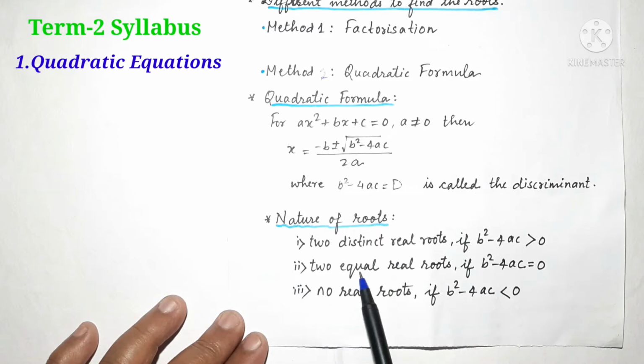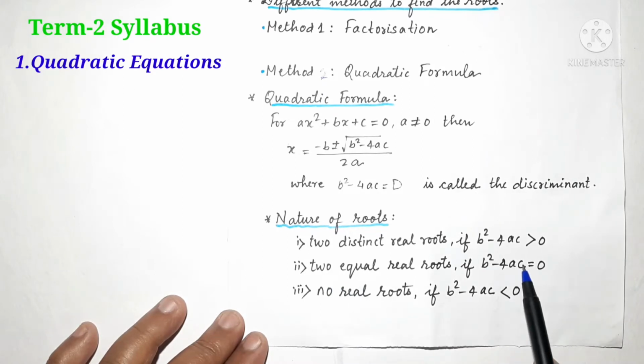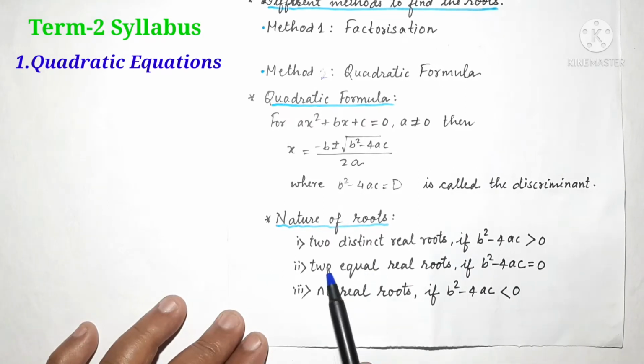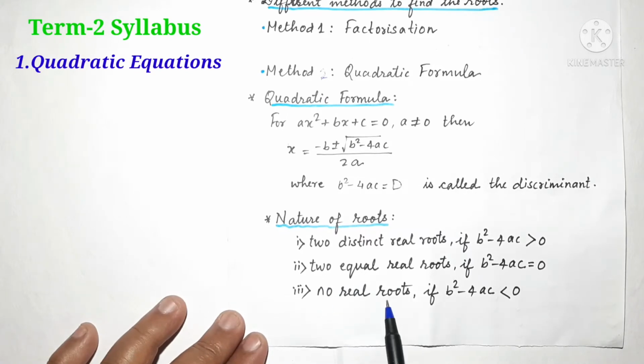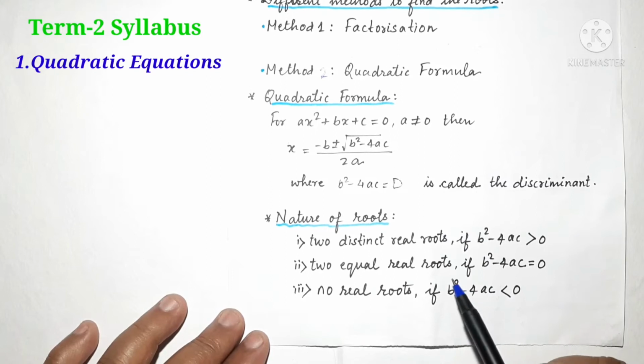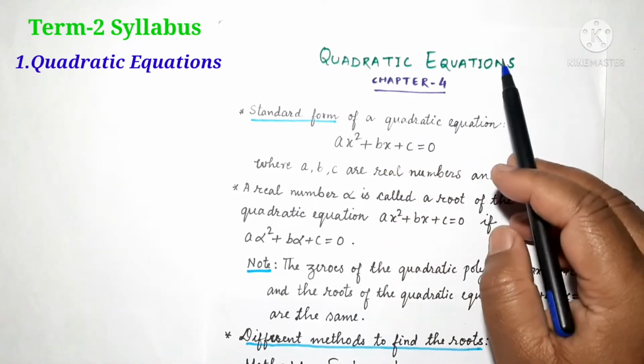Second, 2 equal real roots. That means the roots that you will find are equal when b square minus 4ac equals 0. When the discriminant is 0, the 2 roots are equal. Third, there will be no real roots if b square minus 4ac is less than 0. So this is a summarized syllabus of the first chapter, that is quadratic equations.